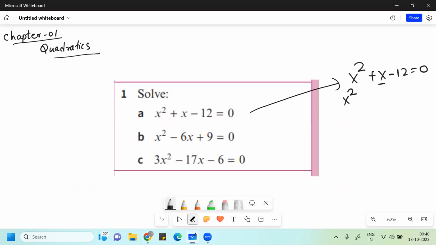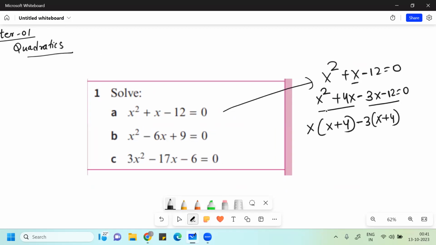I can write the same as x square plus 4x minus 3x minus 12 equals 0. Now if I think about these two terms, 4x and 3x, when I add them, I get plus x, and when I multiply them, I get minus 12x square. Then you take two terms together and see what is common. Here I can take x as common, so I can write x into x plus 4. Here I can take minus 3 common, so I get x plus 4, and that is equal to 0. Then you can write the same thing as x minus 3 into x plus 4 equals 0.